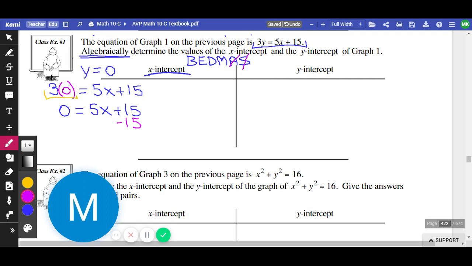What you do to one side, you do to the other side. So if I'm subtracting 15 from here, I'm also going to subtract 15 from this. Math is like a balancing act. Anytime you do something, there should be some sort of balance to it. On the right side, 15 minus 15 will cancel out, so we put a line through it. That's what got rid of it. On this side, 0 minus 15 equals negative 15. And now I have negative 15 equals 5x.